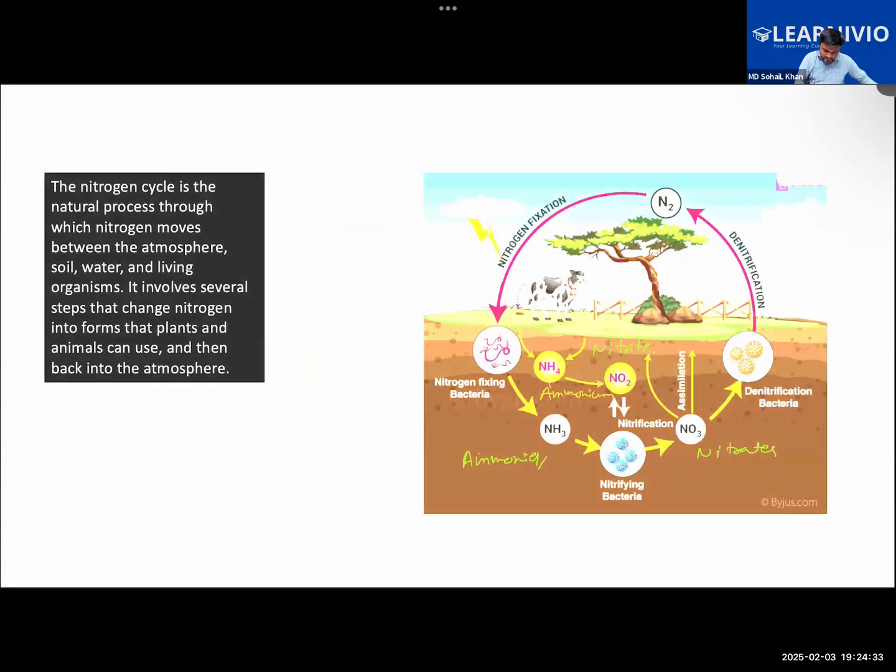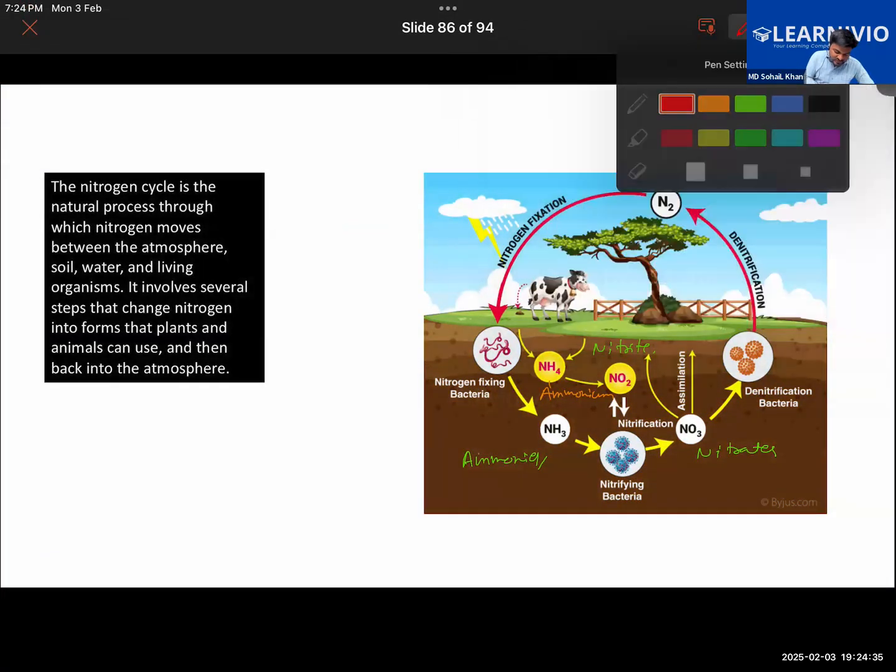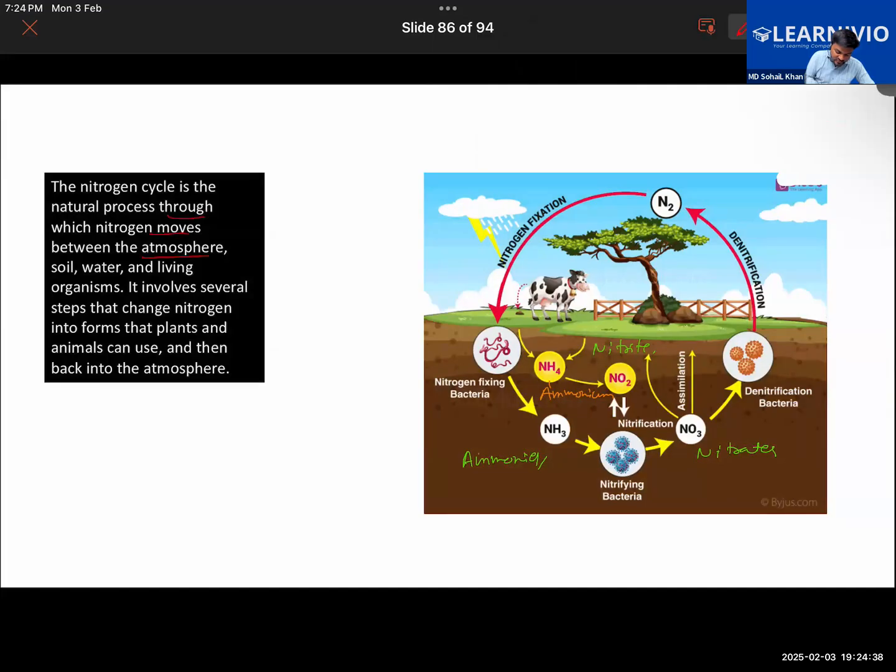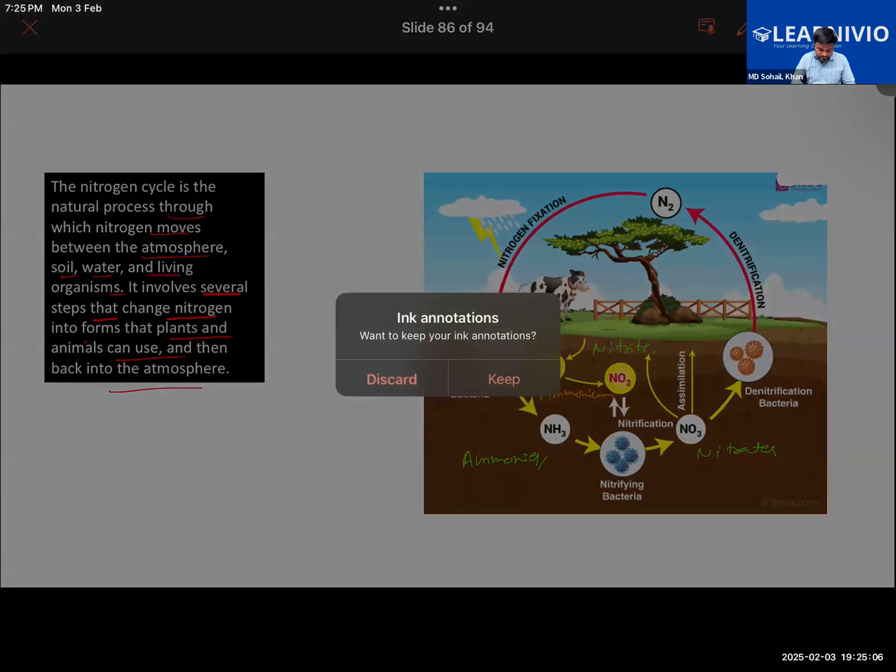So the nitrogen cycle is the natural process through which nitrogen moves between the atmosphere, soil, water, and living organisms. It involves several steps that change nitrogen into forms that plants and animals can use, and then return it back into the atmosphere. Although plants can directly take oxygen and carbon dioxide from the air, and water from the soil, plants cannot directly take nitrogen from the atmosphere.